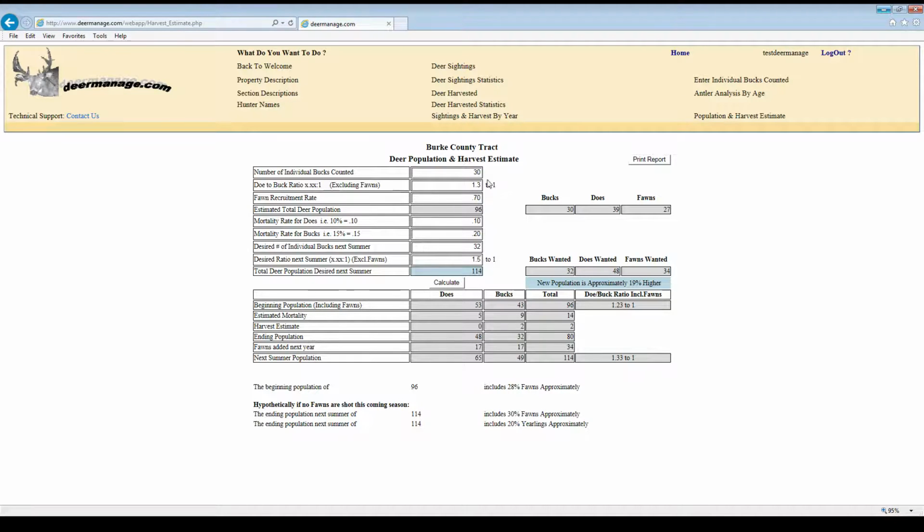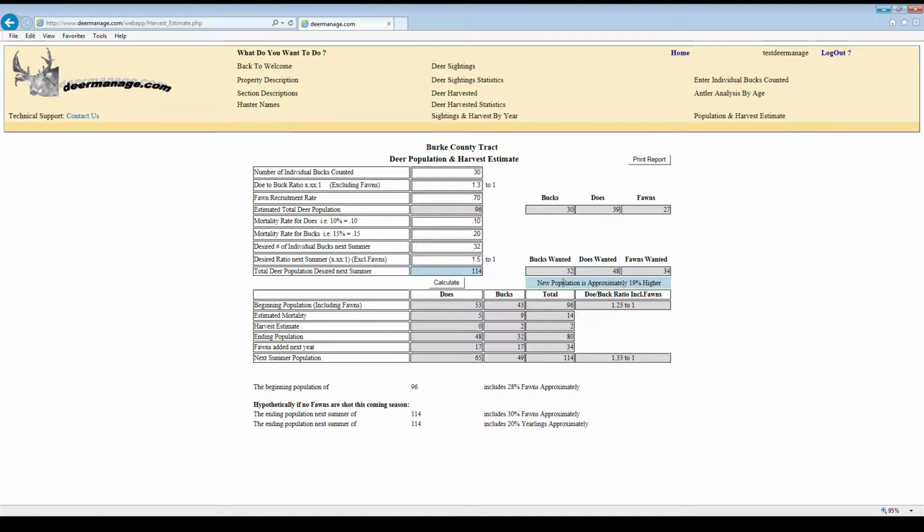So now what it's saying is, yeah, we're starting out with 96 deer, but I'm saying next summer, instead of 30 resident bucks, I want 32 resident bucks. Instead of 1.3 to 1 doe to buck ratio, I want a 1.5 to 1 doe to buck ratio. By doing that, we can bring our deer population from 96 up to 114. And it gives you a little message out here that you basically are increasing your population by about 19%.